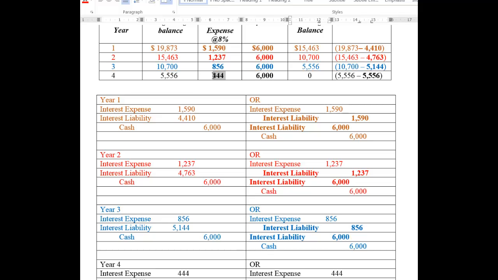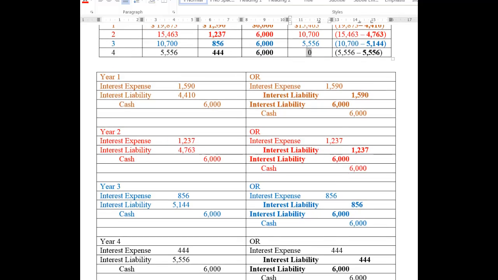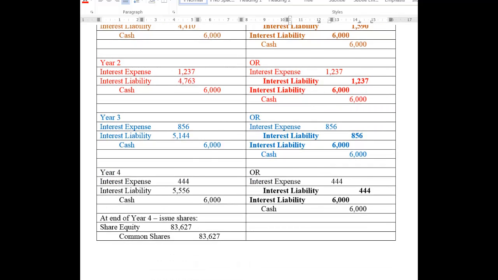Multiplying that opening balance for the liability by 8%, your market rate, you're going to get interest expense of $444. Your interest payment is fixed by contract. So now you can see that the bond liability is going down by the amount of the payment, net of the amount it went up by, which is $444, which means that net it's going down by $55.56. So we no longer have a liability. It's done. It's gone.